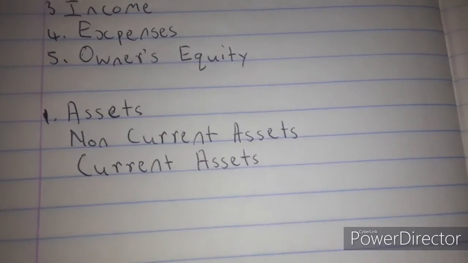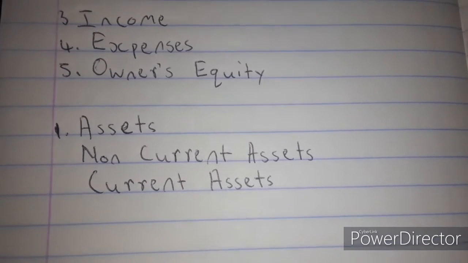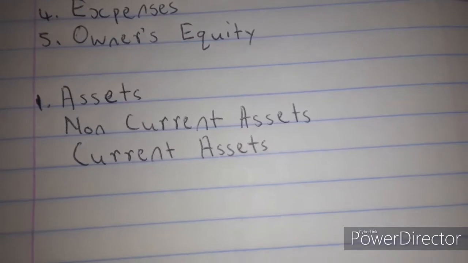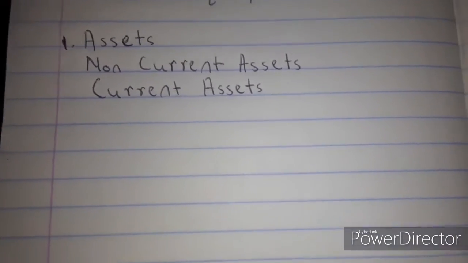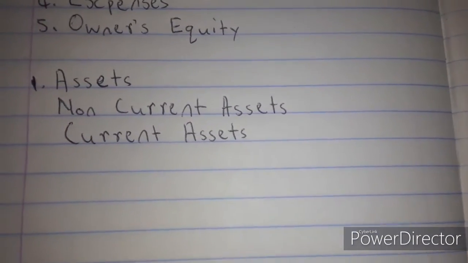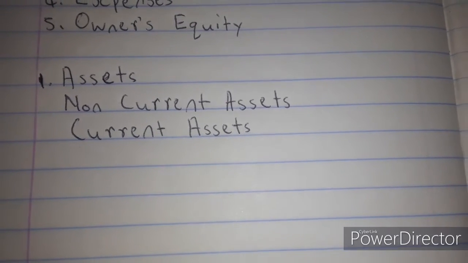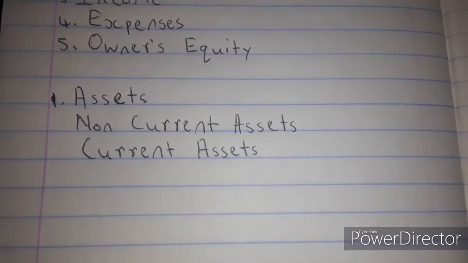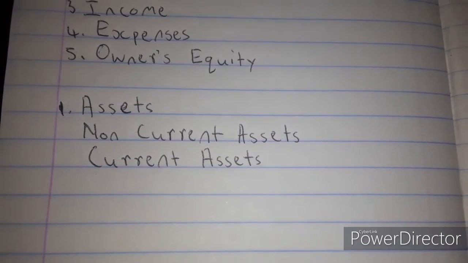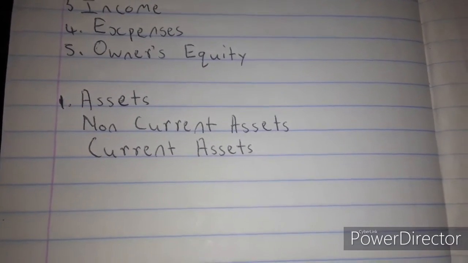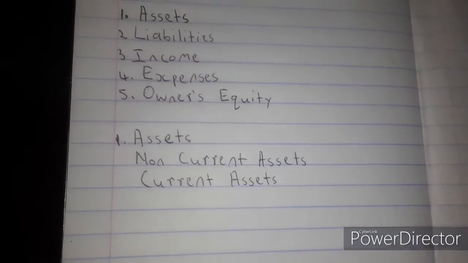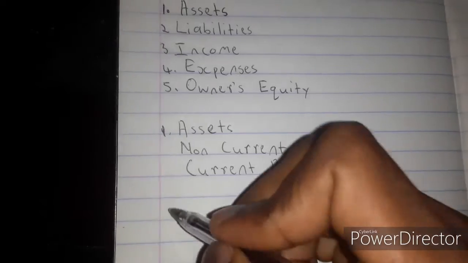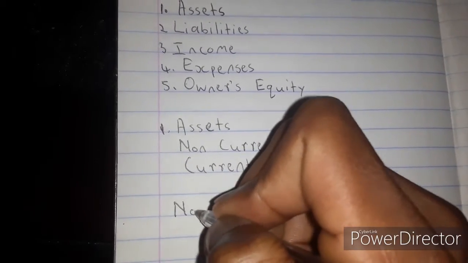Current assets are those items of value which the business keeps for less than a year. Non-current assets are kept for longer than a year, but current assets are those items that are kept less than a year. Let me start by non-current.